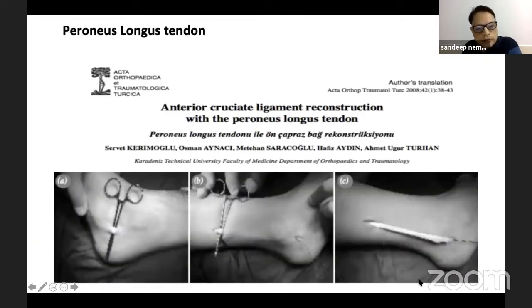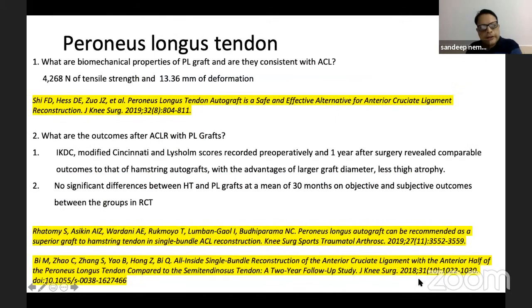The next one, the peroneus longus tendon. So the advantages with both the peroneus longus tendon and the quadriceps tendon is the uniform thickness. I will stress again the uniform thickness which is with these grafts. So when we talk about peroneus longus tendon, what is the evidence which is available to us?